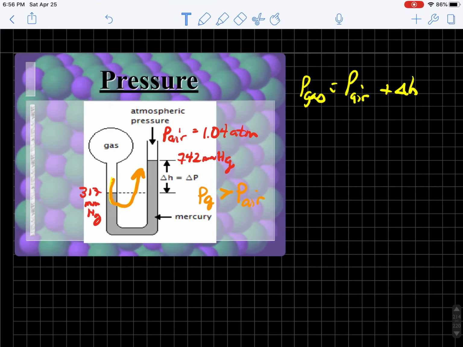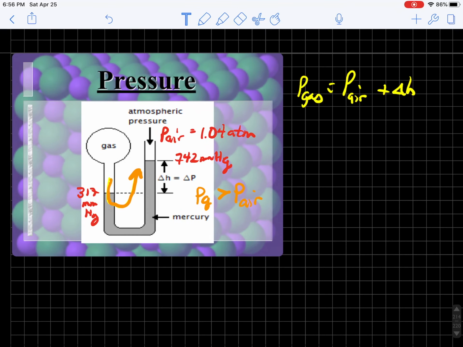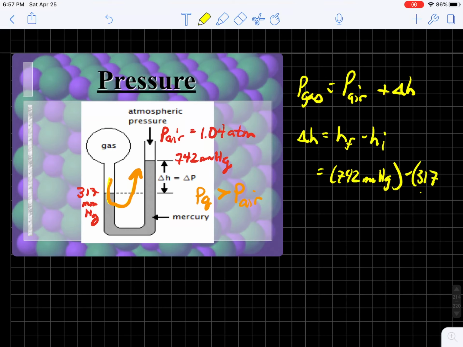We have a units problem here, so we're going to have to convert one or the other. I would convert to atmospheres. So let's do delta H first. High side minus low side, and we can do that substitution. 742 minus 317, and that will give us 425 millimeters of mercury.